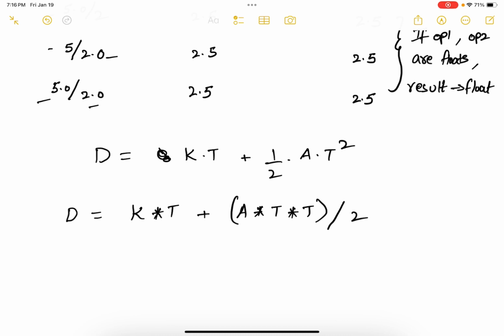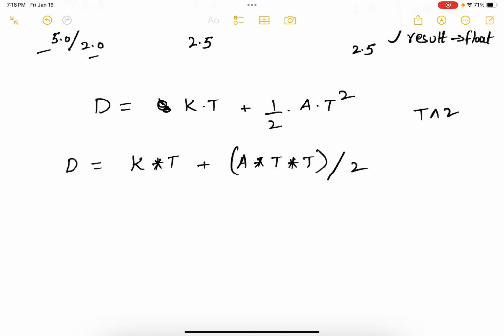Remember, you cannot write T squared directly in C. You just have to write it explicitly, saying T times T. Same for T raised to 3 or 4 or 5. So you cannot write T raised to 2, something like this. In some programming languages it is allowed, probably in MATLAB, but in C it is definitely not allowed. You have to write the whole thing.